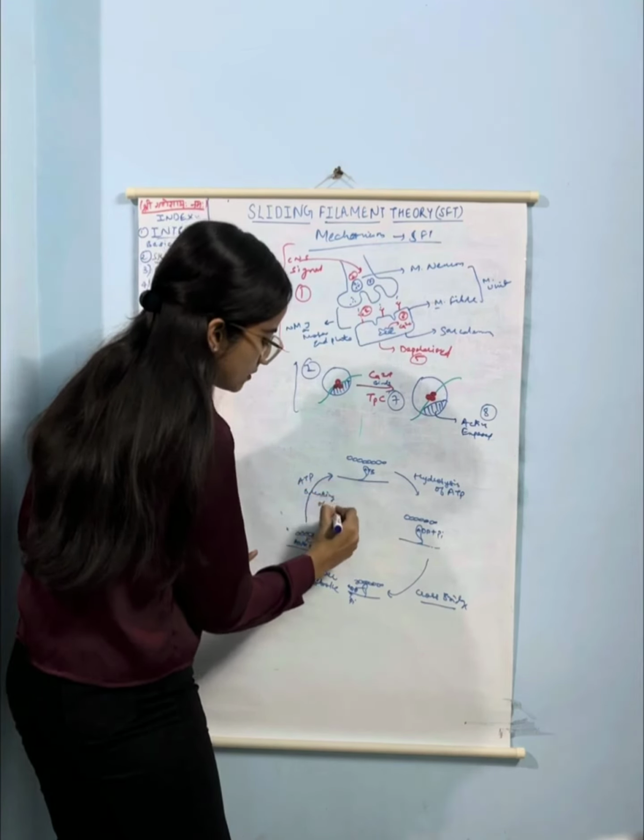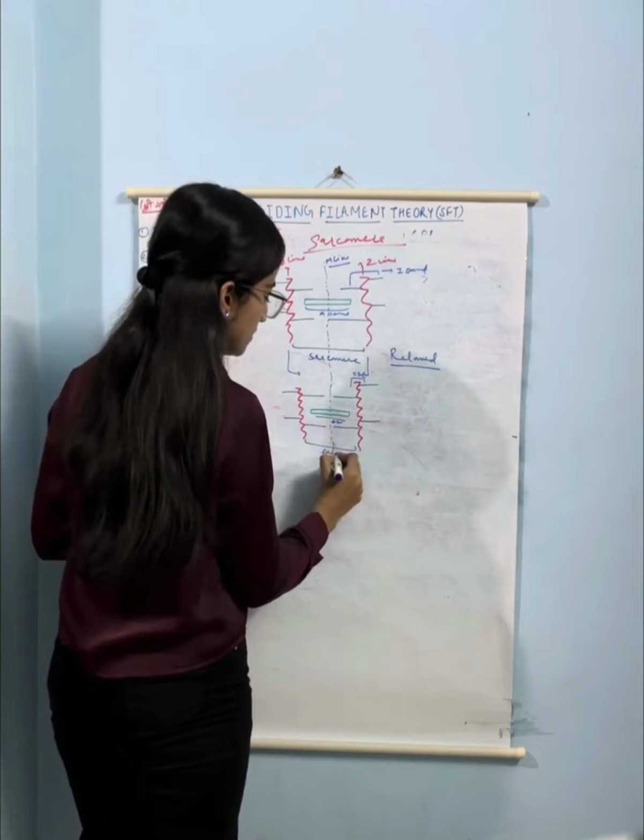Now I am going to make the same diagram in the contracted state. So I am extending this M line, and this is my A band. These are my Z lines and these are my I bands. Fine. So you can see that the Z lines got shifted towards the center of the sarcomere. This is my A band, these are my I bands, and this is the sarcomere.